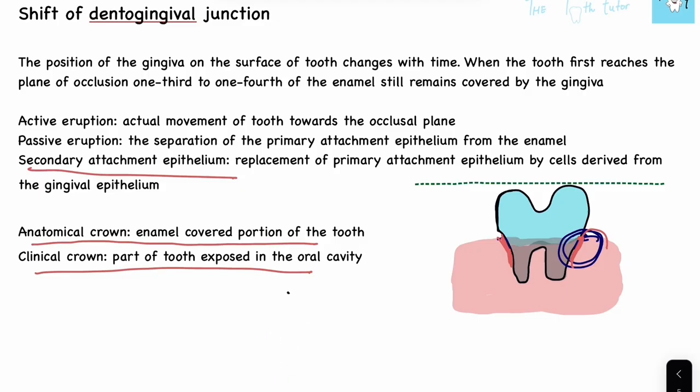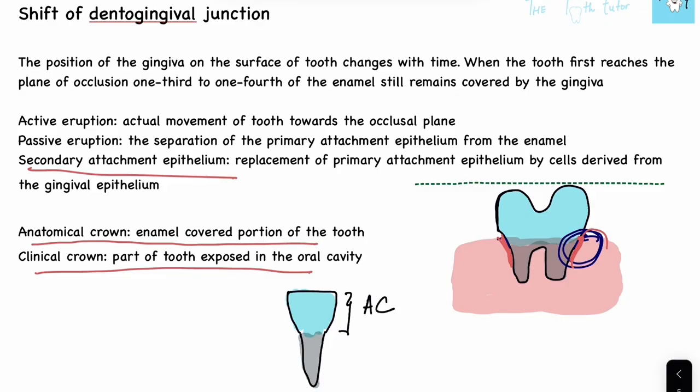Okay, so I have this tooth. This is the crown, this is the root. So this is my anatomy. This portion is the enamel covered portion, and then the bottom is the cementum. This is the root. So my anatomical crown is whatever portion is covered with the enamel.